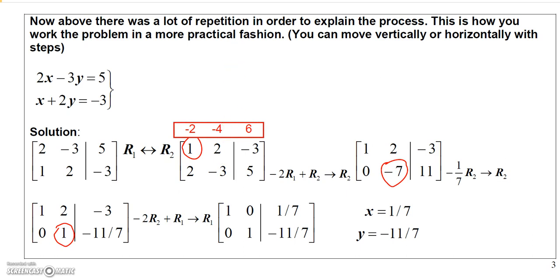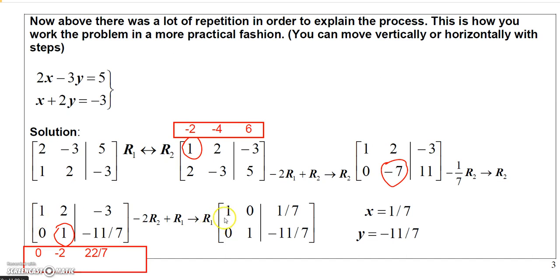Now if I multiply row 2 by negative 2, that would give me negative 2 times 0 is 0, negative 2 times 1 is negative 2, and then negative 2 times negative 11/7, that would be negative 2 times negative 11, which would be positive 22 over 7. Now then I add these to row 1.